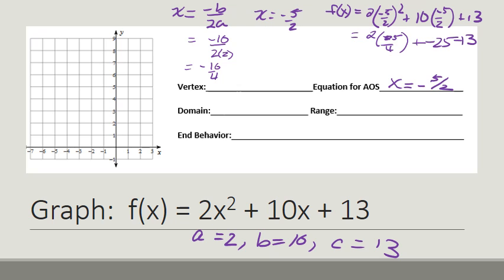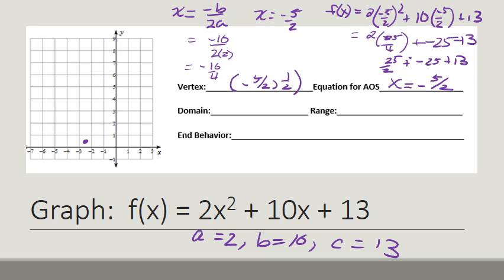So that gives me 25/2 plus negative 25 plus 13. And when I simplify that, that gives me 1/2. So my vertex is negative 5/2 and 1/2. So negative 5/2 is negative 2.5, and then up 1/2.